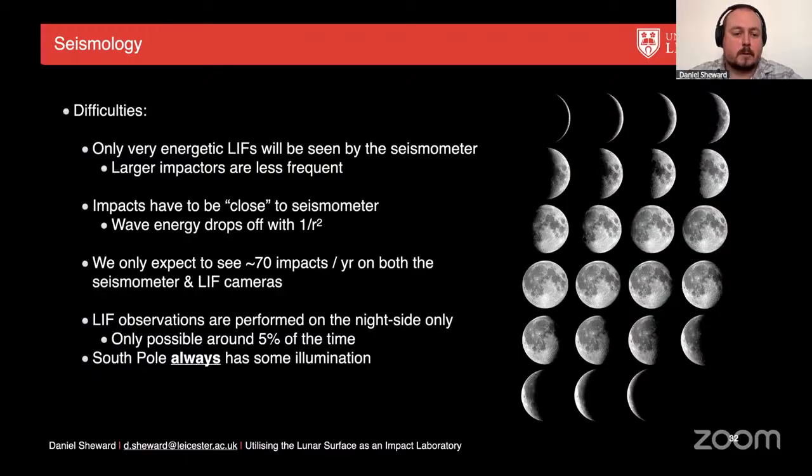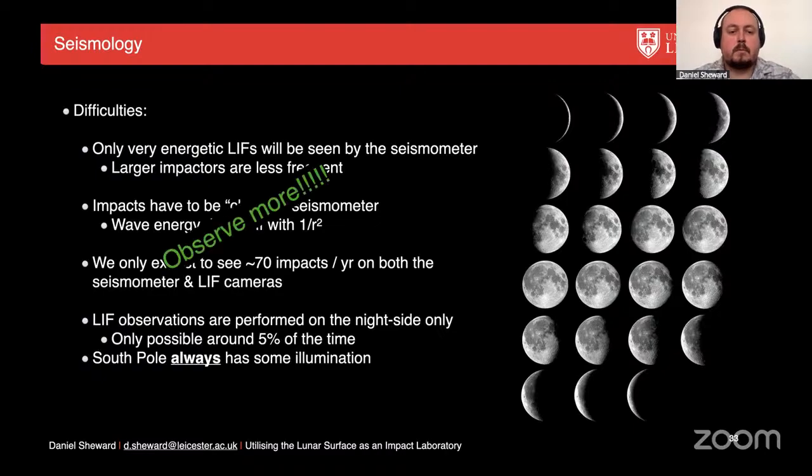So with these two constraints, we only actually expect to see about 70 impacts per year that both the seismometer will see and the impact flash cameras will see. And flash observations are performed only on the night side of the moon and are only possible around 5% of the time once you consider all of the other constraints for flash observing. And the South Pole always has some illumination. So these difficulties can be addressed.